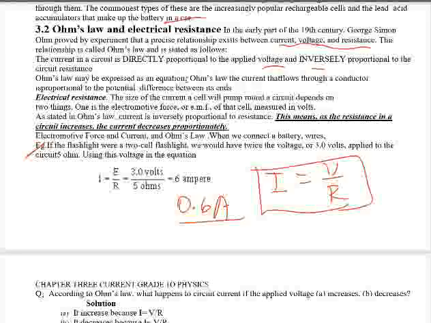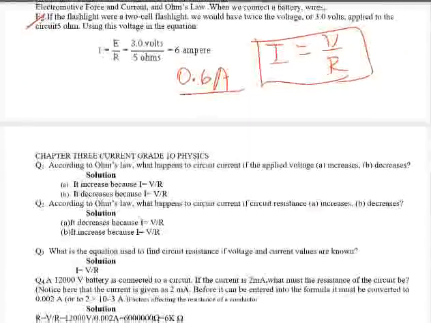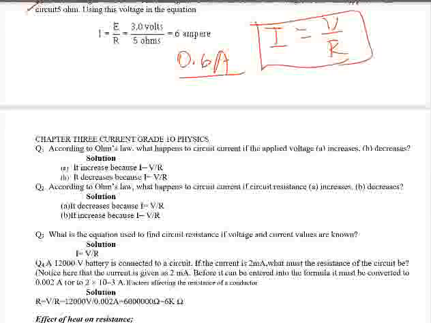0.6 ampere. Okay, we have some questions. Question 1, 2, 3, 4. Among these, let us see one question. According to Ohm's law, what happens to the circuit current if the applied voltage is increased?